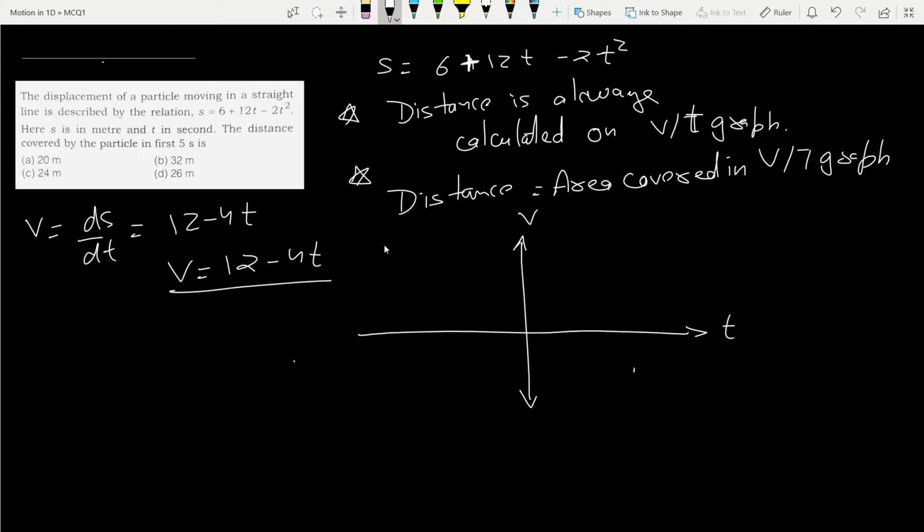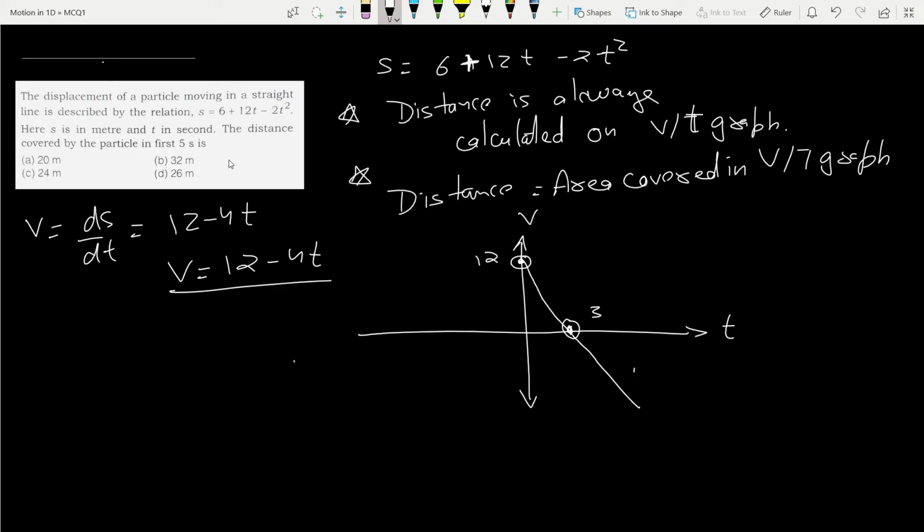So in order to plot it, if we set t is equal to 0, then V is equal to 12. That is somewhat around here, 12. And if we substitute V is equal to 0, then t is equal to 12 divided by 4, that is 3, which is nearly here. The graph is not up to the scale, but it will work.